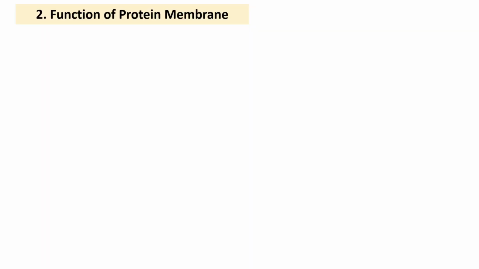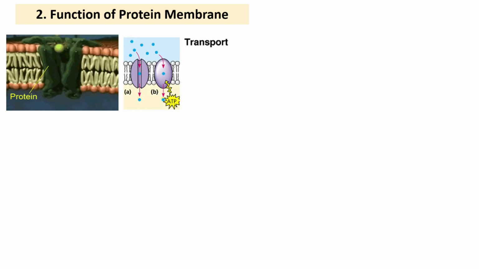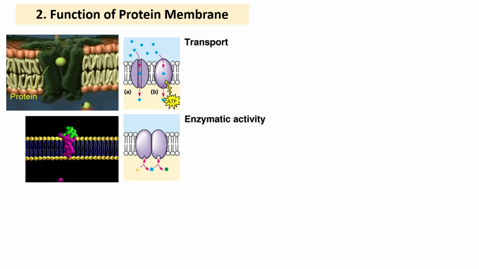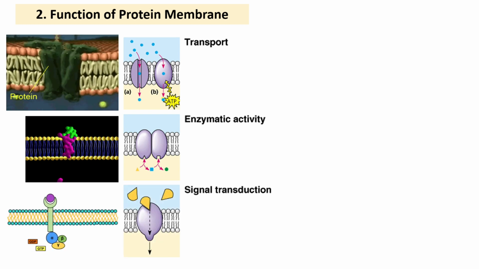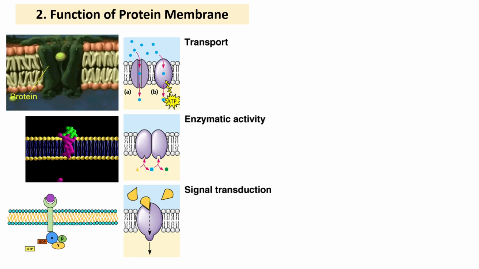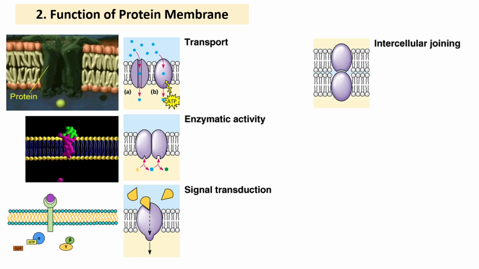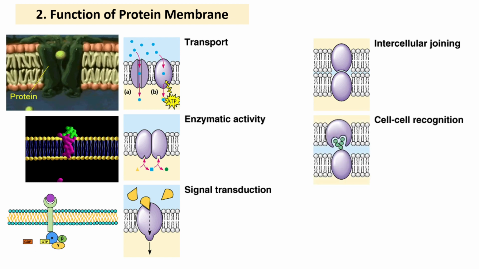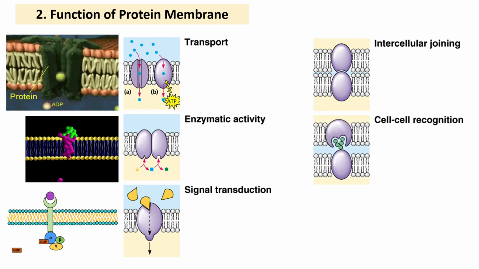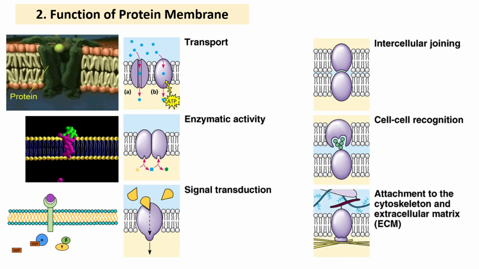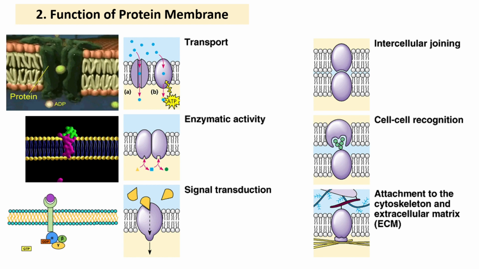Functions of the membrane proteins are: 1. For transport. 2. For enzymatic activity. 3. For signal transduction. 4. For intercellular joining. 5. For cell-to-cell recognition, and 6. Attachment to cytoskeleton inside the cell and extracellular matrix.